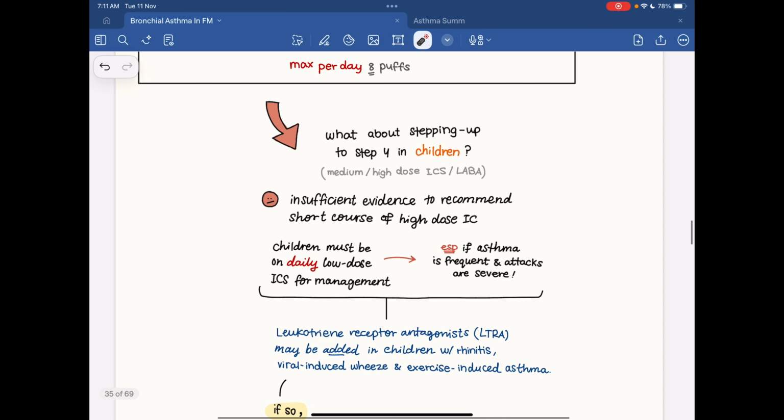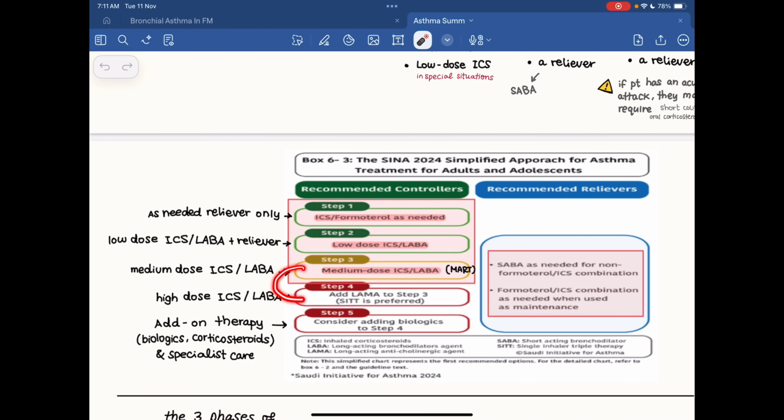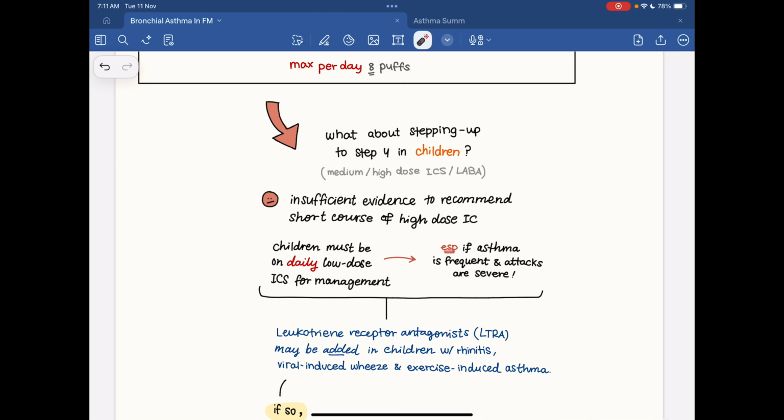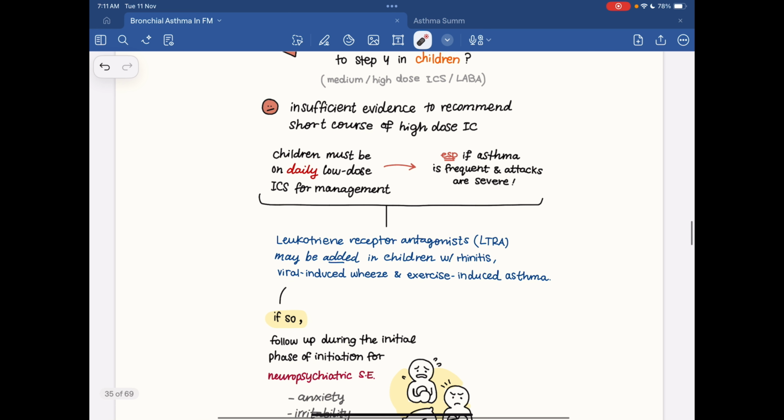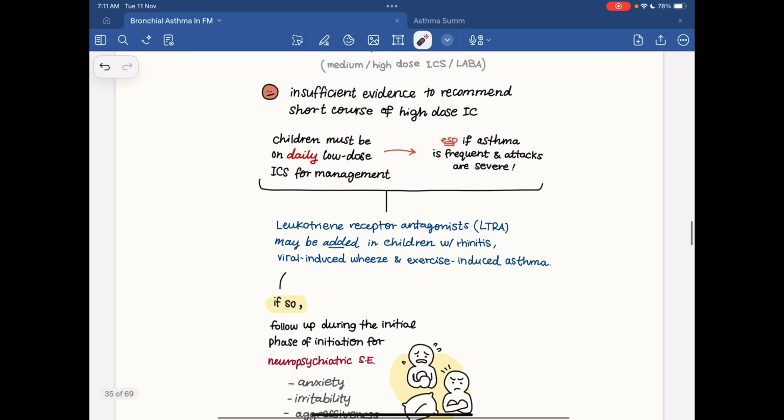What if we want to step up? As we said here, we want to step up and go to step 4. There's insufficient evidence to recommend that, so don't do that. Instead, children must be on a daily low dose of inhaled corticosteroids for management, especially if the asthma is frequent and attacks are severe.